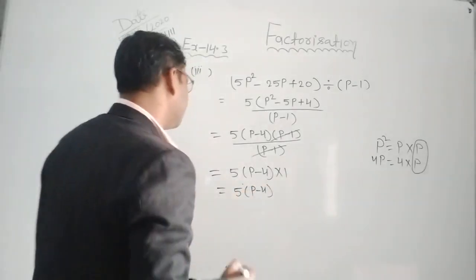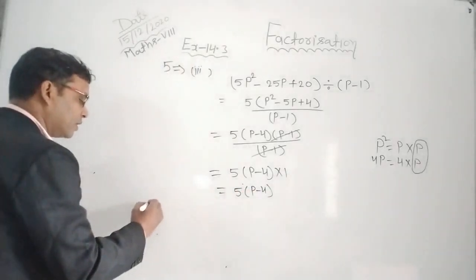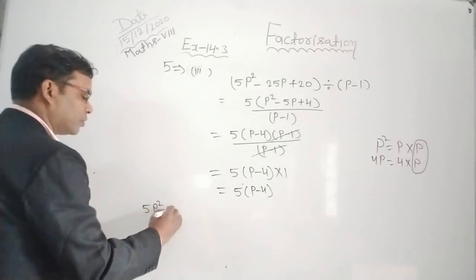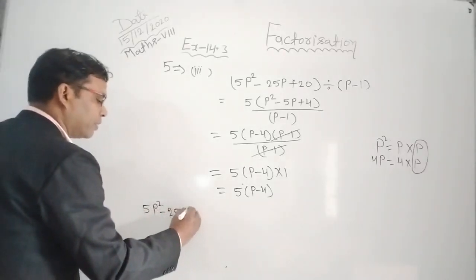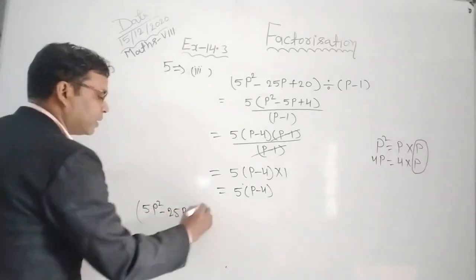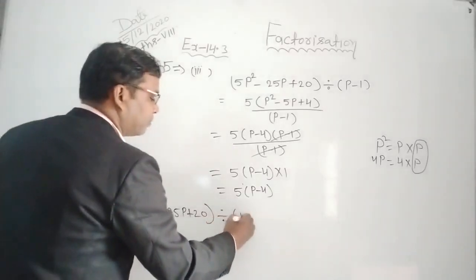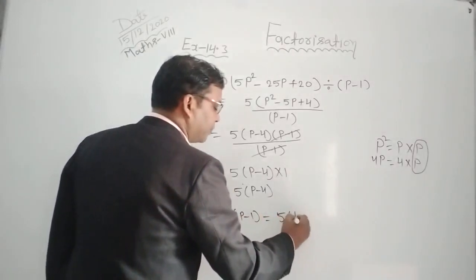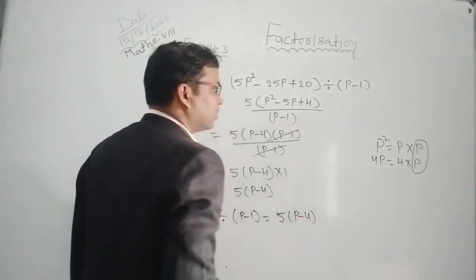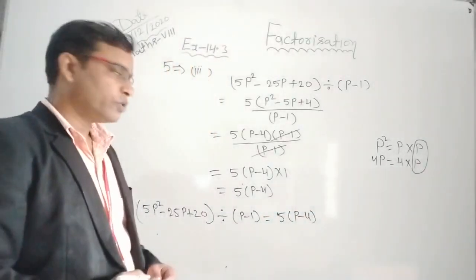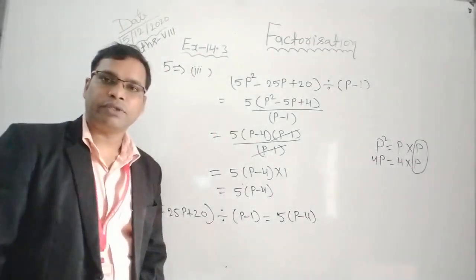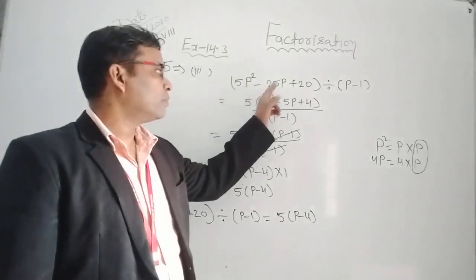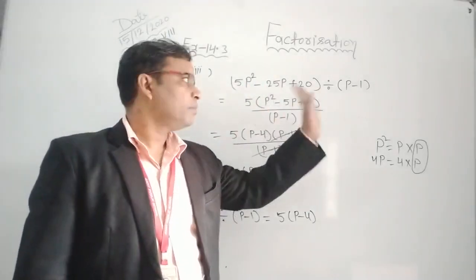So clear? Students, in this way we find the division, or the quotient, of 5p square minus 25p plus 20 divided by p minus 1. This is equal to what? This is equal to 5 into p minus 4, which is the quotient. This is clear? Students, I hope all of you understood this question. In this question, it is given 5p square minus 25p plus 20 divided by p minus 1.